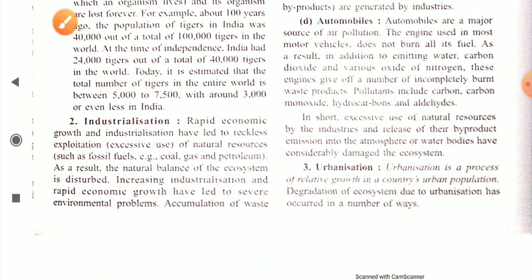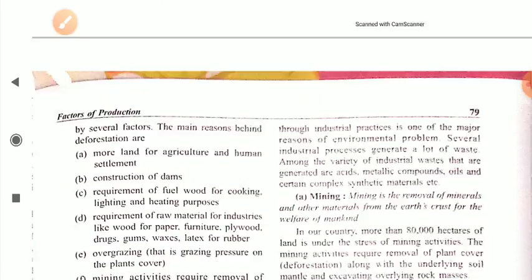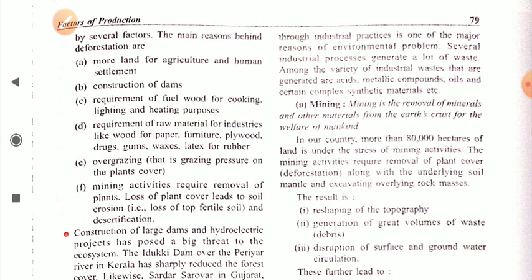Accumulation of waste through industrial practices is one of the major reasons for environmental problems. Several industrial processes generate a lot of waste. Among the variety of industrial waste generated are acids, metallic compounds, oils, and certain complex synthetic materials, etc.